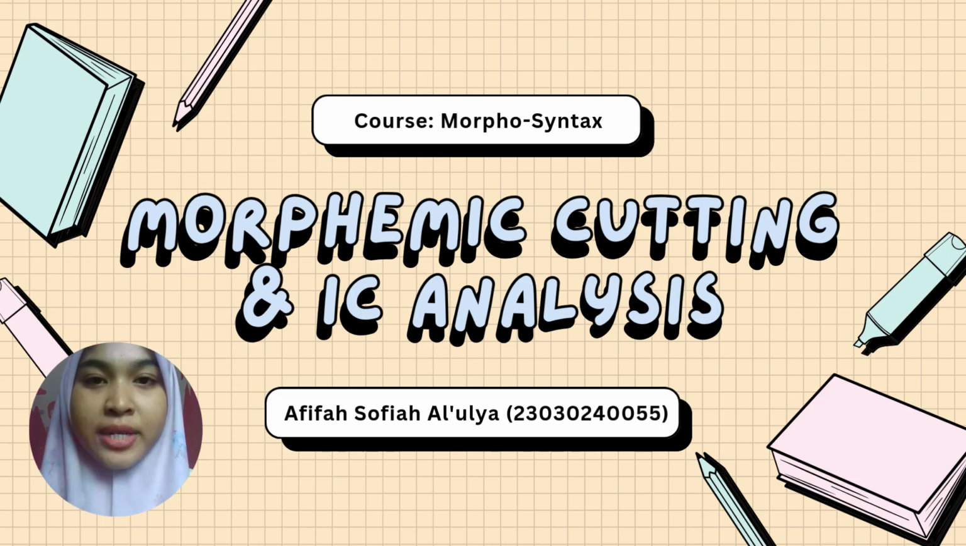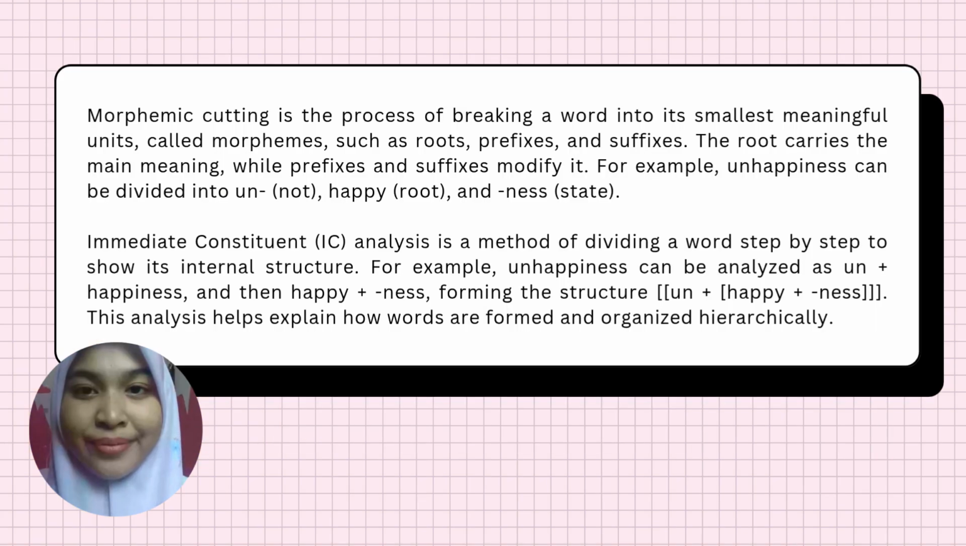Today, I would like to present my morphemic cutting analysis. Morphemic cutting is the process of breaking a word into its smallest meaningful units, called morphemes, such as roots, prefixes, and suffixes. The root carries the main meaning, while prefixes and suffixes modify it. For example, unhappiness can be divided into un as not, happy as root, and ness as state.